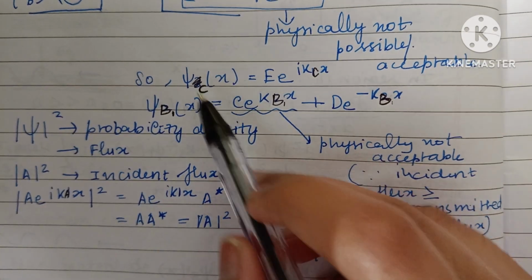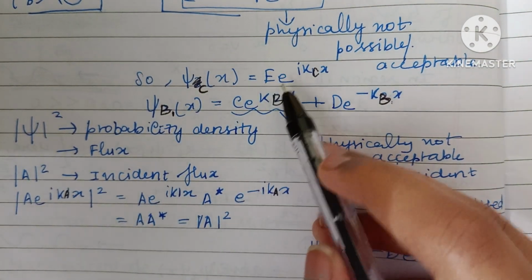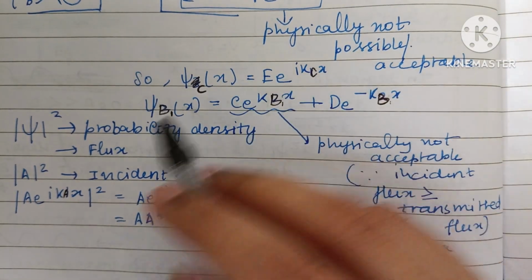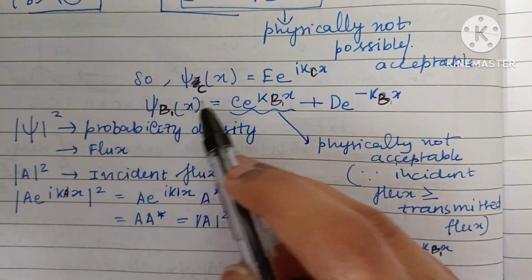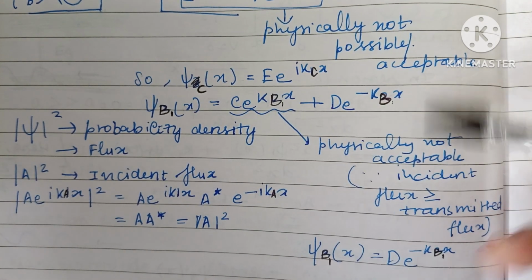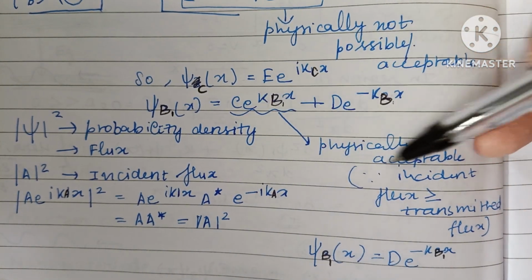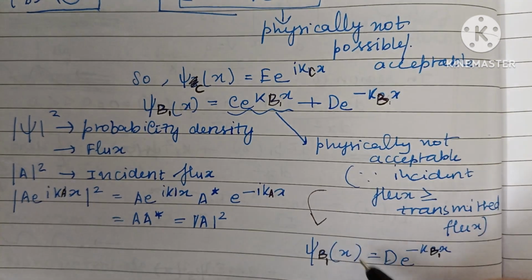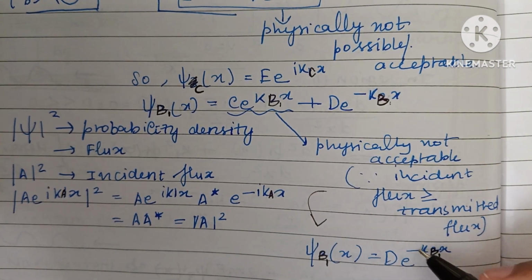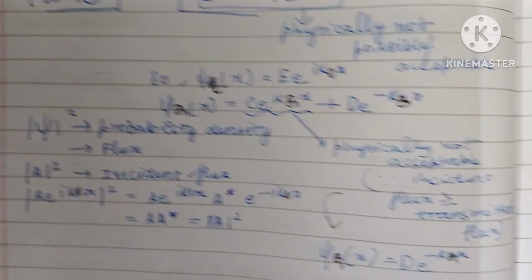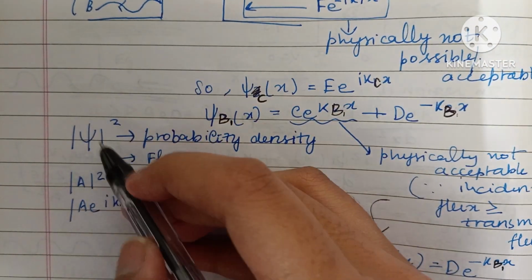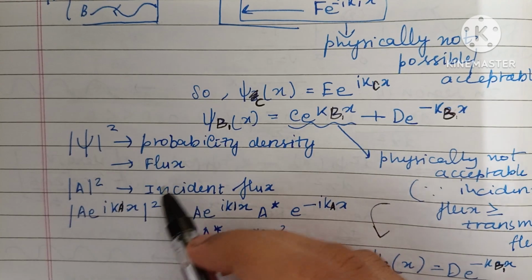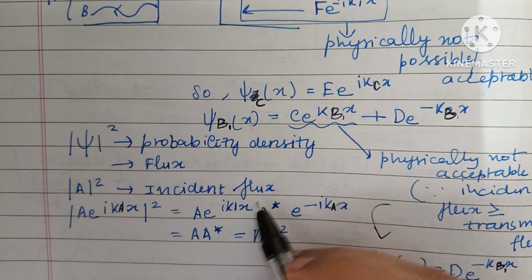The function psi c of x becomes E e power i k c x. And for psi b of x, this was the function, but this is not physically acceptable, and so it becomes D e power minus k b x. Now, mod of psi square is the probability density, and so in this way we can get the incident flux.